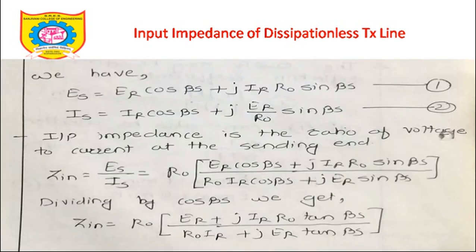Let's talk about the expression. We know that ES can be represented as ER cos beta S. Why are we directly writing ER cos beta S? Because alpha is equal to 0 for a dissipation-less or lossless line. So ES equals ER cos beta S plus j IR R0 sin beta S, and IS is equal to IR cos beta S plus j ER upon R0 sin beta S. We already derived these expressions in the previous lecture, and we will call them equation number 1 and equation number 2.